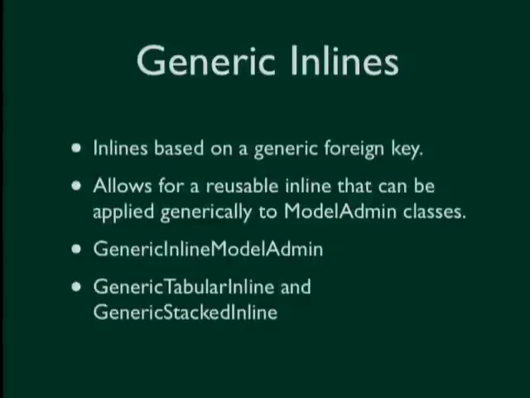Another really neat thing that we have that came over with Newforms that actually basically allowed this to happen. This actually didn't happen on the branch. It happened after we merged into trunk, is that you can actually have generic inlines, which are inlines that are just based on a generic foreign key. So you may have a generic foreign key on a particular model mapped over to whatever wants to use it. And it allows for a reusable inline that can be applied generically to model admin classes.